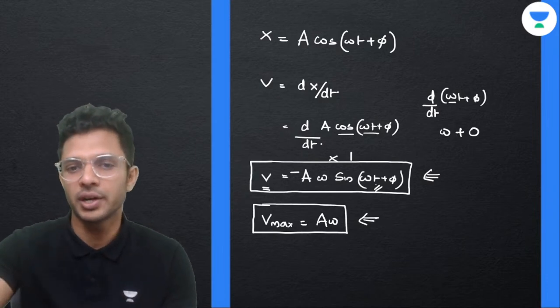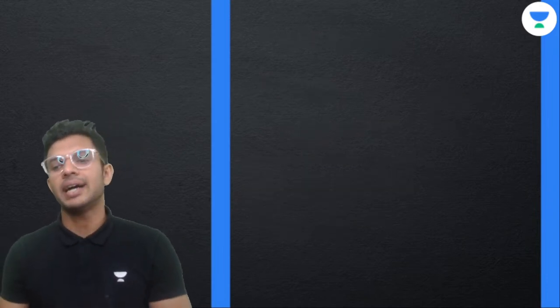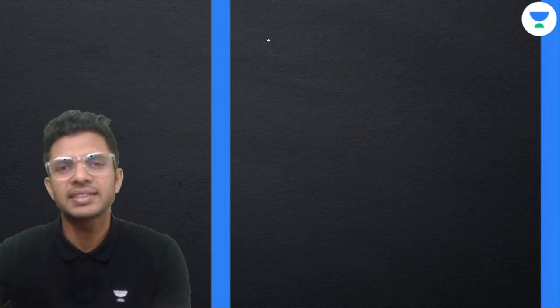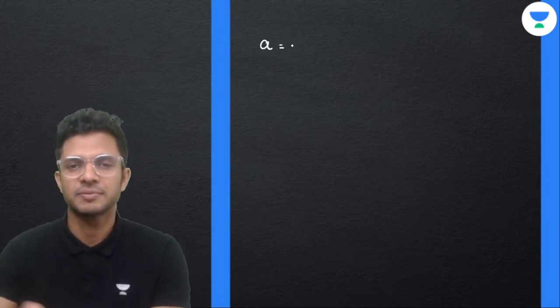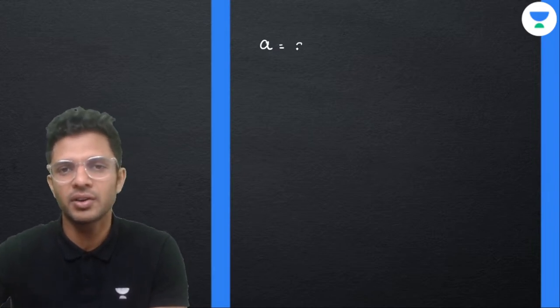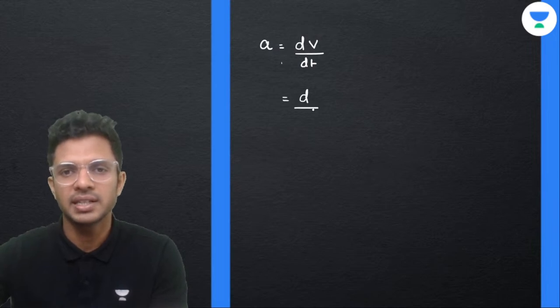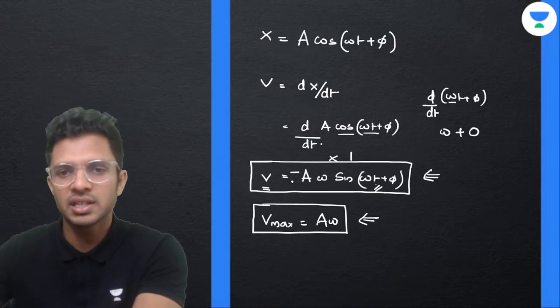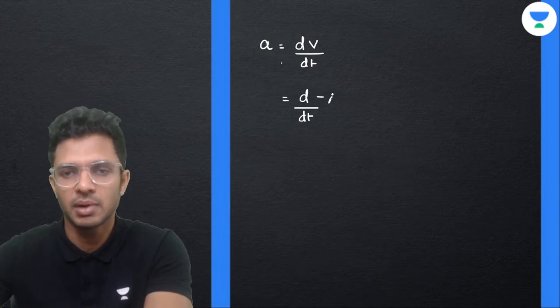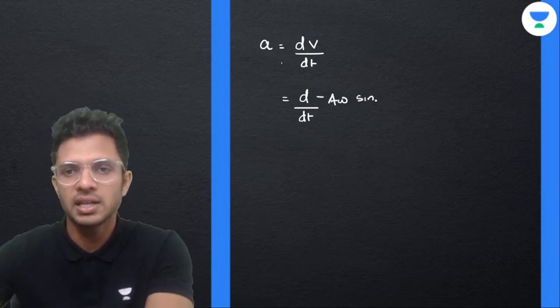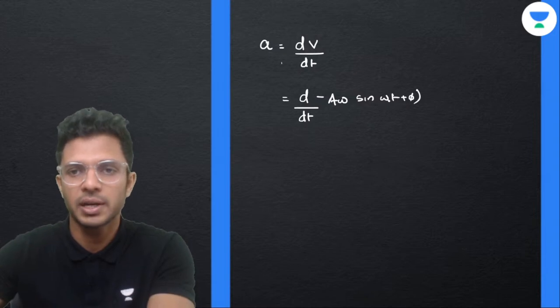Okay, so moving on. Once we get the value for velocity, getting acceleration is not at all a big task, because acceleration can be simply found out by the differentiation of velocity with respect to time. Change in velocity by change in time gives acceleration. That is d by dt of v. What is the value of v? Minus a omega sine omega t plus phi. So v is equal to minus a omega sine omega t plus phi.